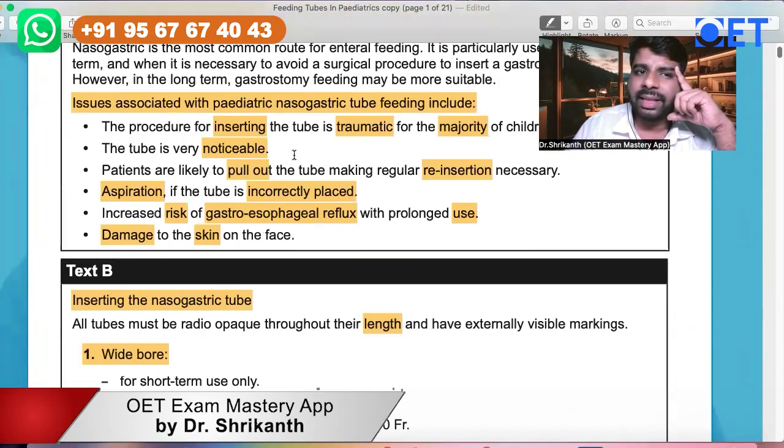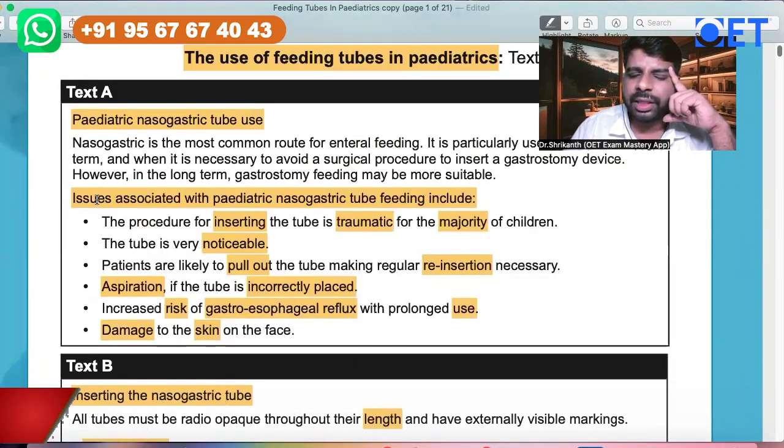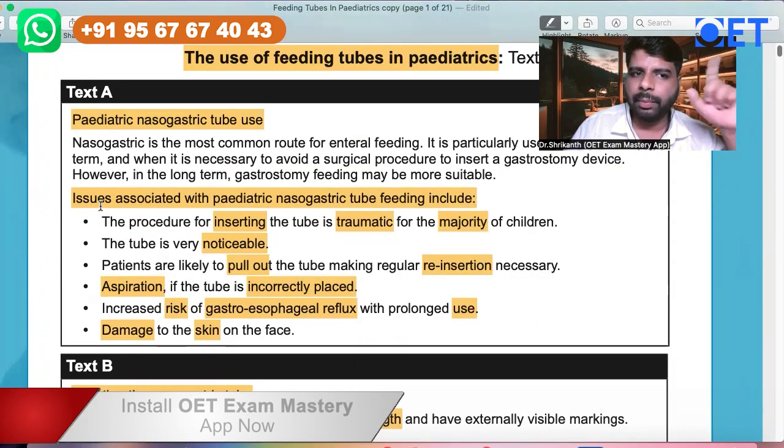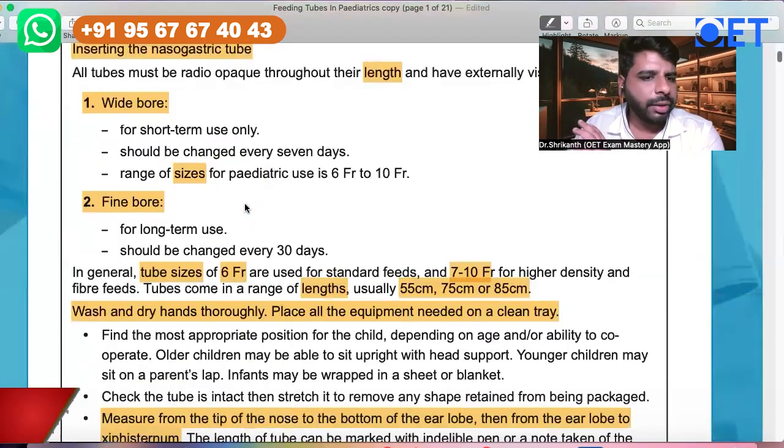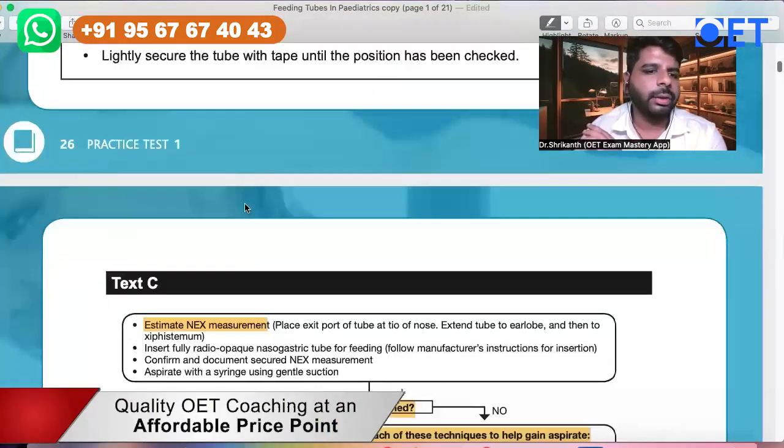But what did we read in text A? In text A, we read about issues. Issues means problems. Problems means inappropriateness. So NG tubes are not always appropriate, and my intuition is telling me it could be in text A. Right, so text C, yeah, that is a good guess. No worries if your intuition went wrong.